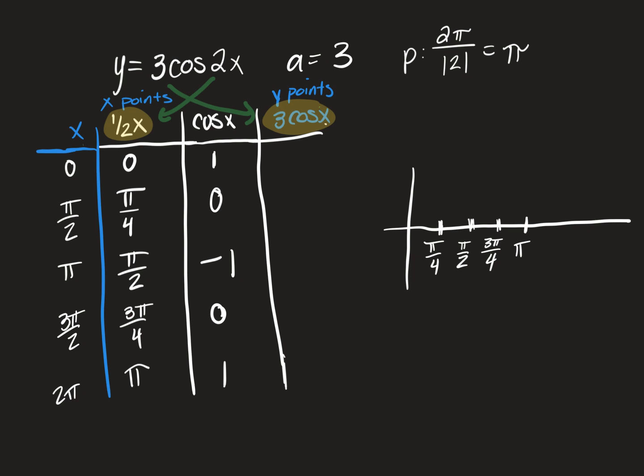Anyway, so we multiplied by half. Now we're just looking for the cosine values at our normal points, okay? But then we multiply those by our amplitude, which is 3. So really we're going to plot at 3, 0, negative 3, 0, and 3. Oh, that makes a lot more sense right there.